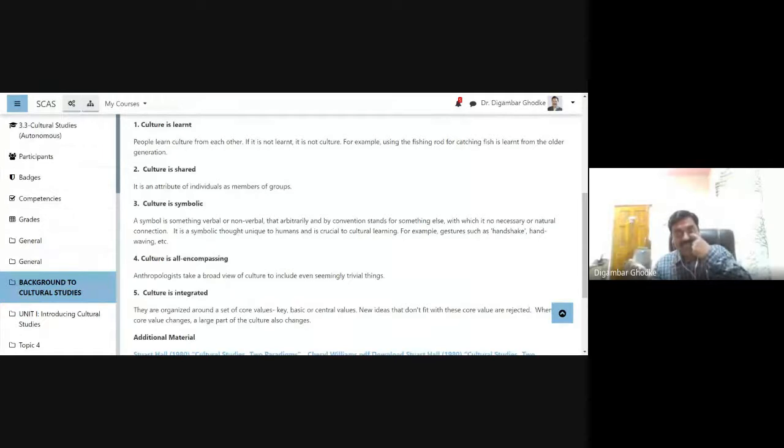Why a cat is called cat cannot be explained as such. So these are arbitrary symbols, and arbitrarily and by convention they stand for something else. And this connection between the symbol and that particular entity is not necessarily natural. It is symbolic.